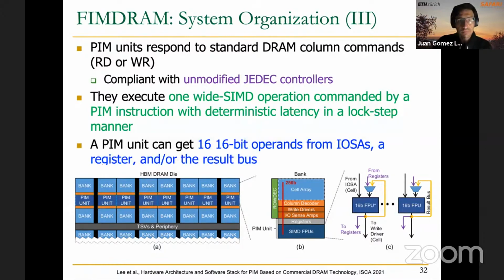And a PIM unit can get 16-bit operands from the input-output sense amplifiers, from a register, or from the result bus as well. As you see, each individual FPU can get data from the input-output sense amplifiers, from these global sense amplifiers, the row buffer in the bank, or from these registers that the PIM unit has, or the result bus that comes from the FPU itself.